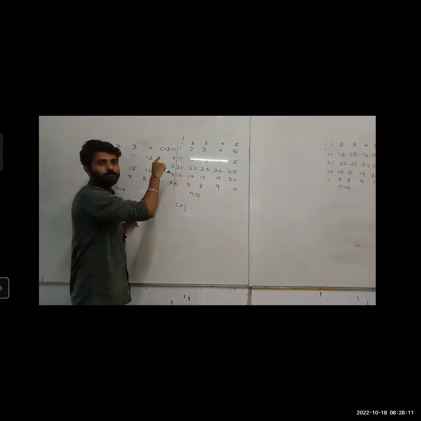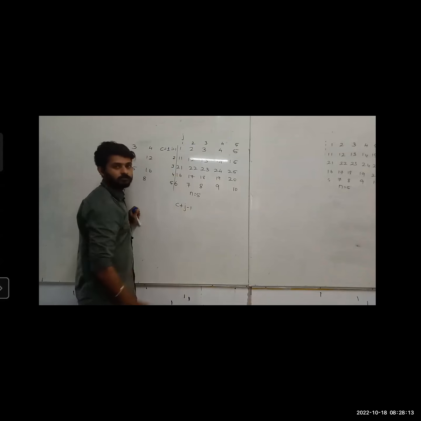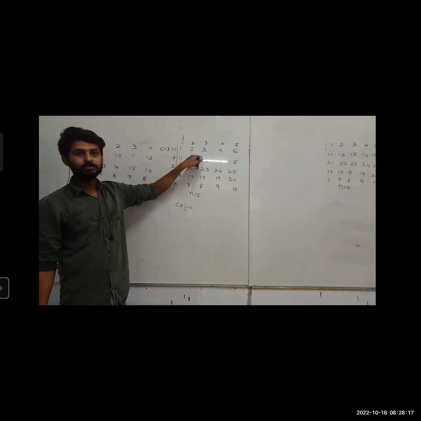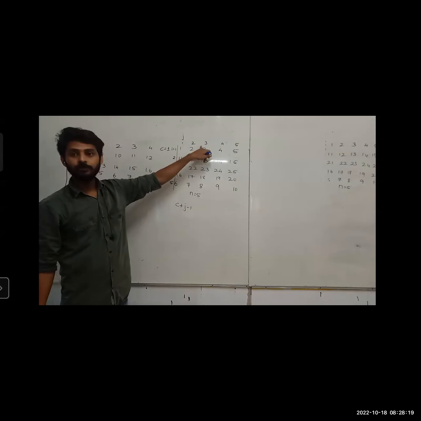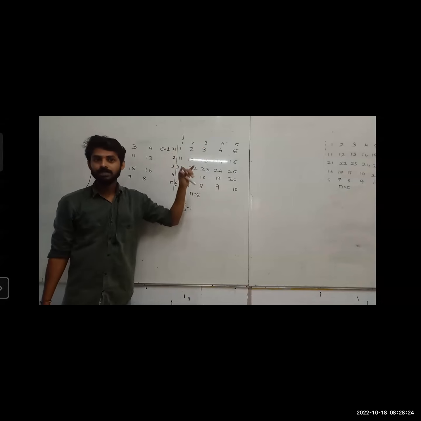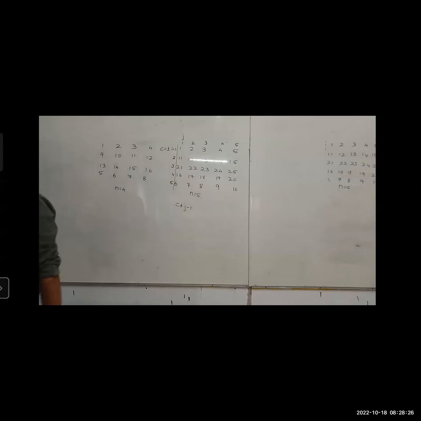But do I want 2 in first place? 1 plus 2, 3, 3 minus 1, 2. 1 plus 3, 4, 4 minus 1, 3. 1 plus 4, 5, 5 minus 1, 4. 1 plus 5, 6, 6 minus 1, 5. That part I believe all of you came to know. All of you are clear, I believe.